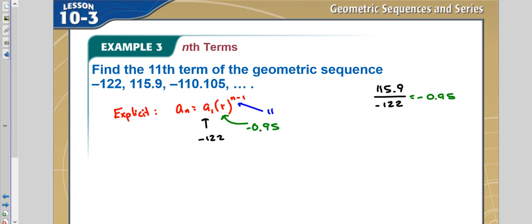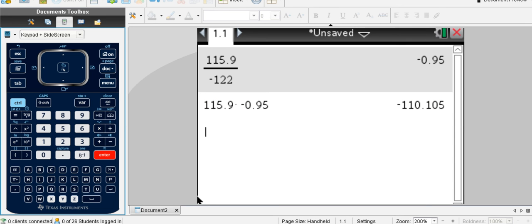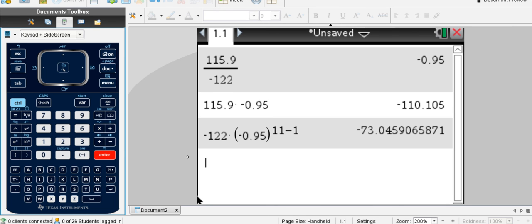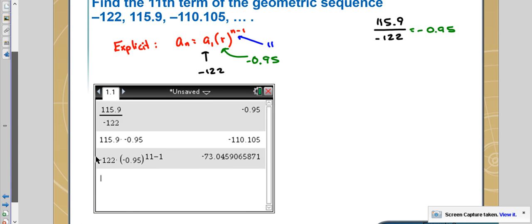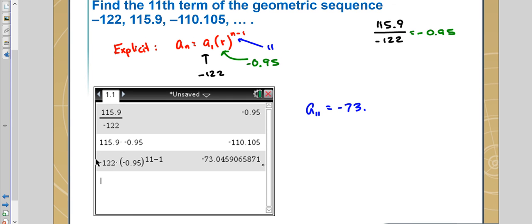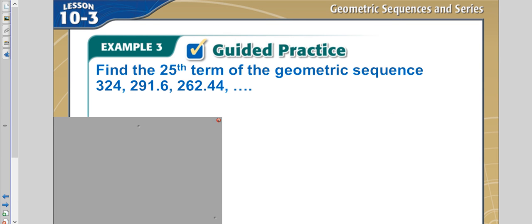That's all we'll do. So I'll come back to my calculator. The formula would be negative 122 times negative 0.95 to the power of 11 minus 1. I press enter. There's my value there. So we could say the 11th term, and this is how you'd write it again, a sub 11 would equal negative 73 point, and did it tell me anything to round to? No, it doesn't. So I'll round to the nearest thousandth, which is 0.46 would be my value. Okay, now you try to find the 25th term given this sequence.